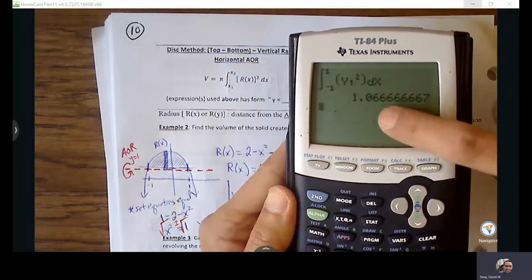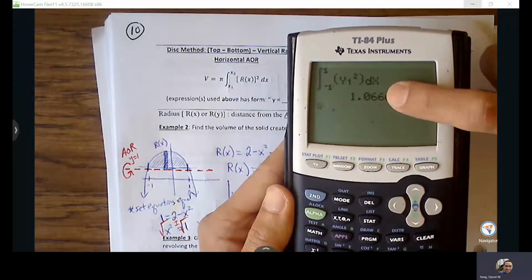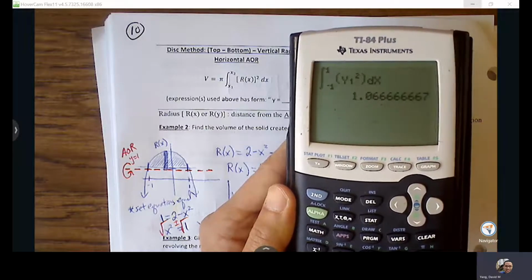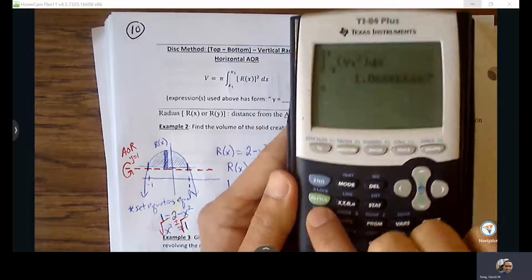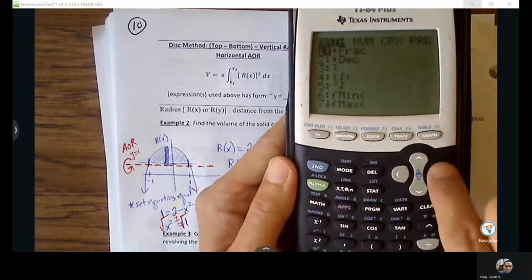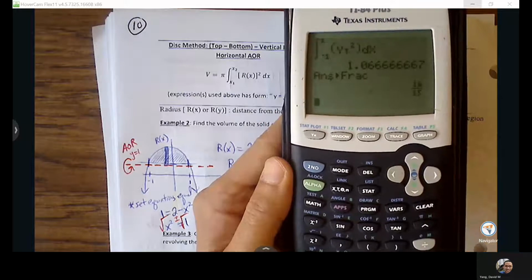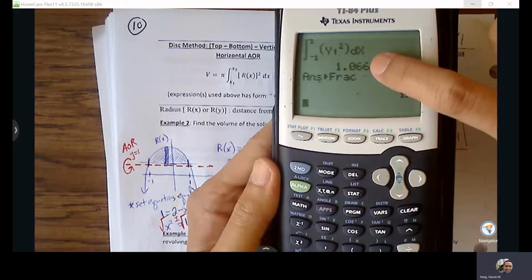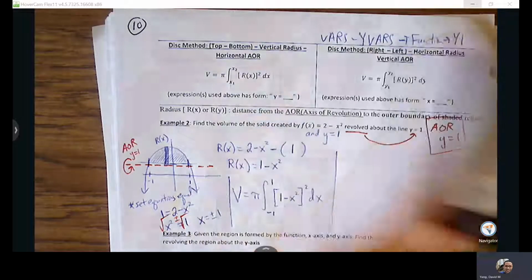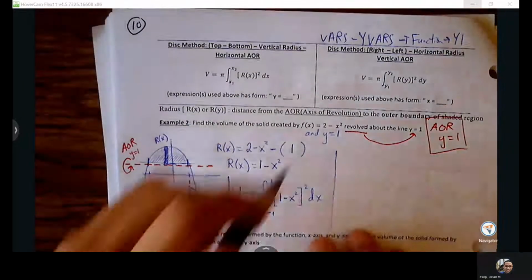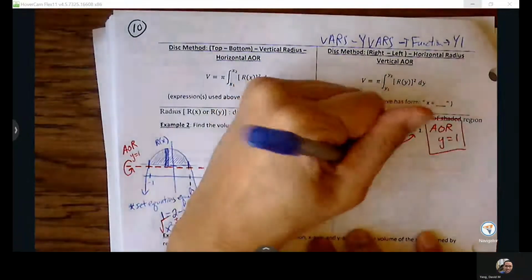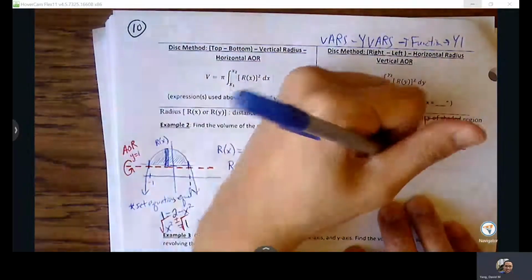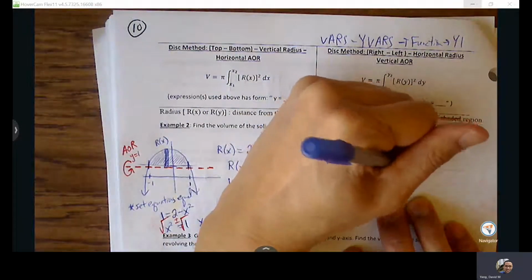1.066. We can always approximate to 3 decimal places, but always see if you can get it to a fraction. So if you can, do Math, Fraction. If you can convert to a nice fraction, then we prefer that. But if not, you can just go to 3 decimal places. 16 over 15, don't forget the pi. And again, this is volume, so this is three-dimensional, in cubic units.